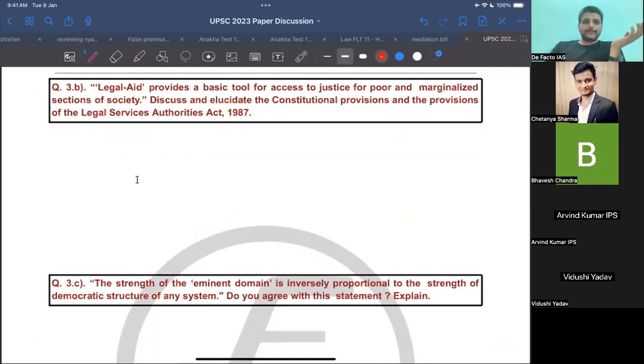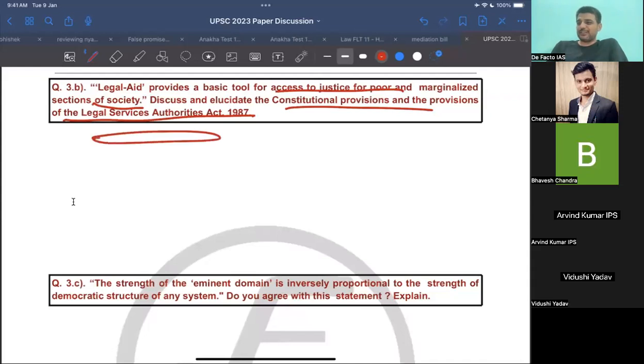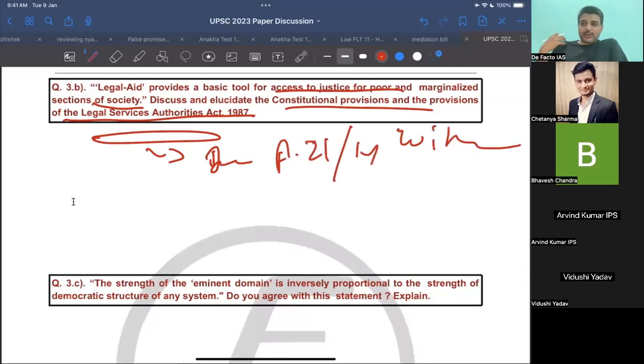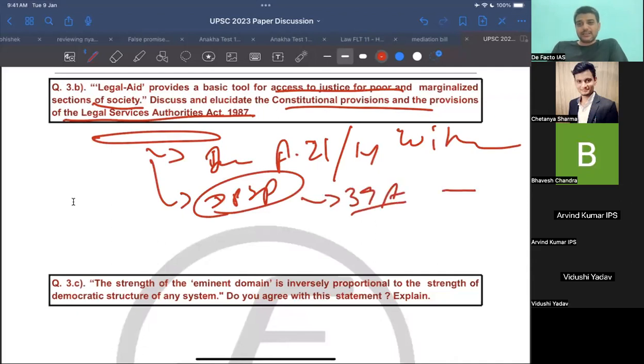Now let us come to question number 3B. What is this question? It says legal aid is a basic tool for accessing justice; discuss the constitutional provision and the Legal Services Authorities Act. This was asked in GS Paper 2 also. So first you have to talk about constitutional provisions. You have to write judgments like Hussainara Khatoon, connecting Article 21 and Article 14 with legal aid, how access to justice is part and parcel of the fundamental right. Then you will come to the DPSP provisions and write how Article 39A has been inserted, which provides for legal aid.